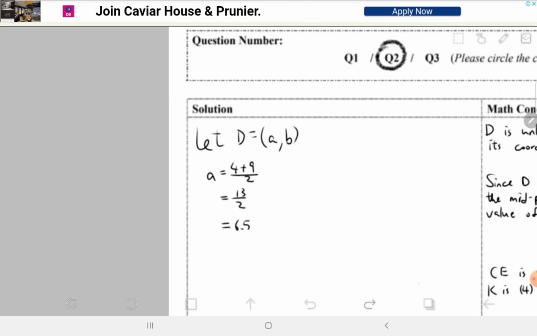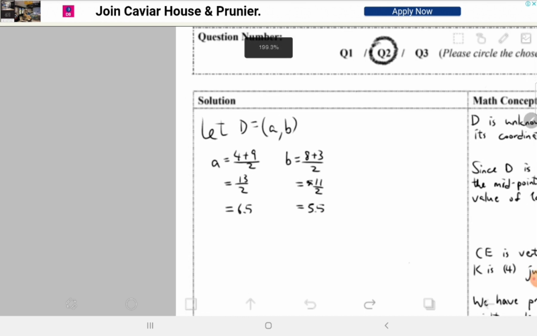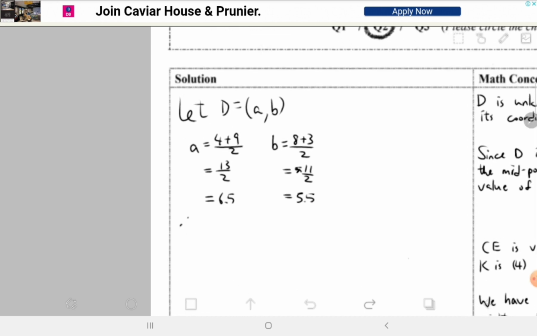I use decimals in this case. Then we can get the answer: D equals (6.5, 5.5).